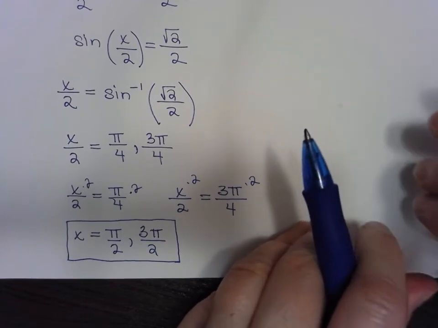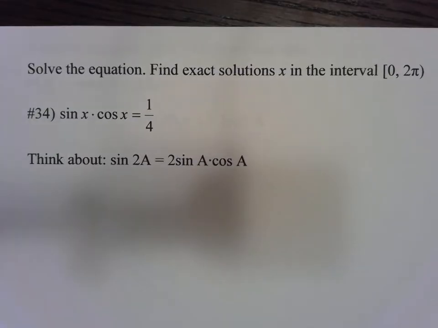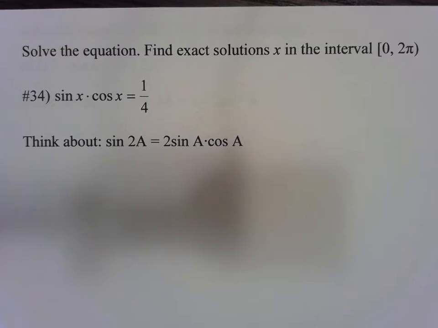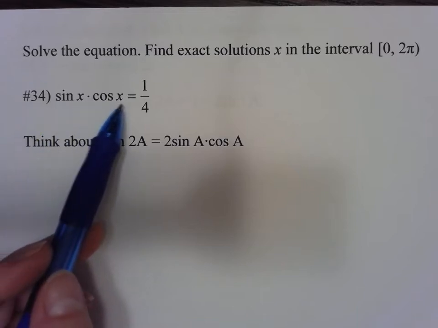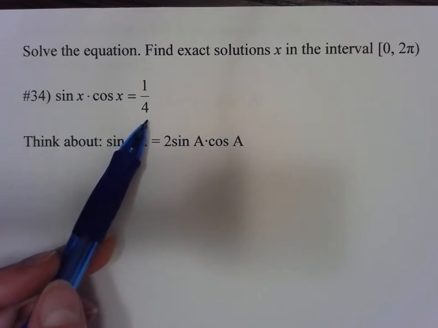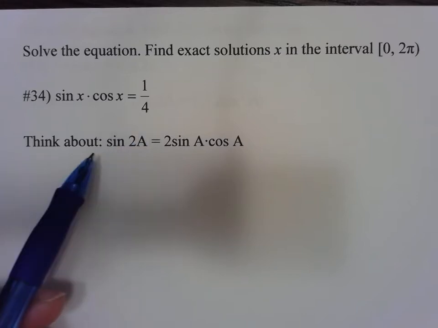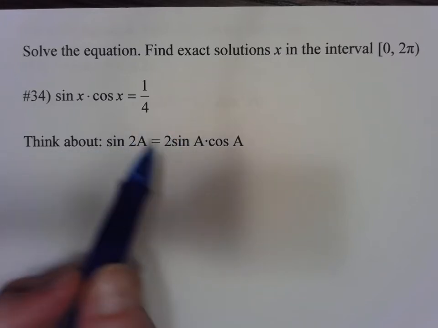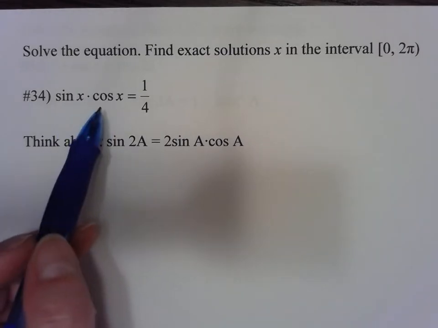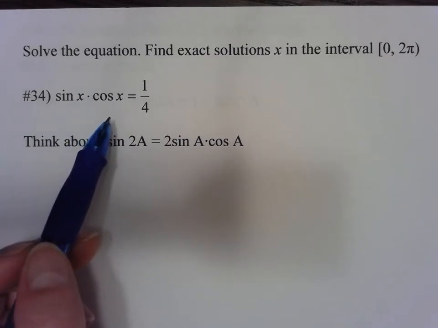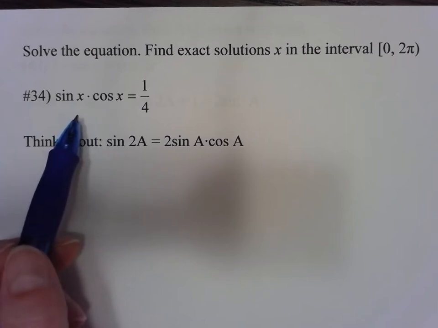Let's try another one. This time we're going to solve the equation and find the exact solutions in the interval from 0 to 2 pi. Okay, so we have sine of x times the cosine of x equals 1/4. With all the strategies we talked about in the last video, maybe we could factor them so that they were in opposite terms, but that doesn't really work here. So we need an identity.